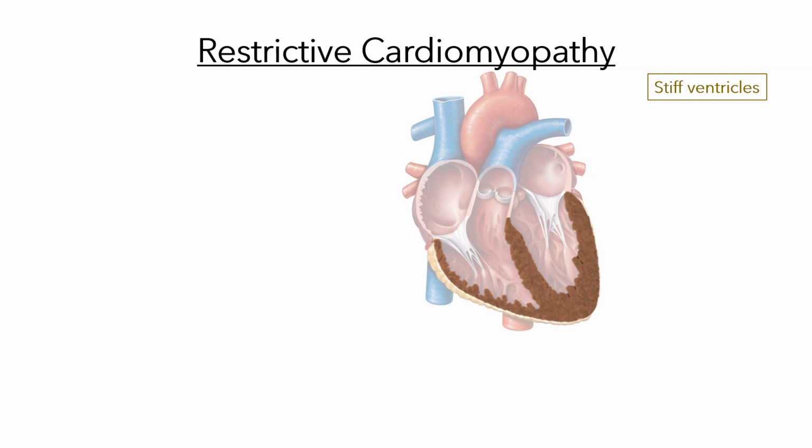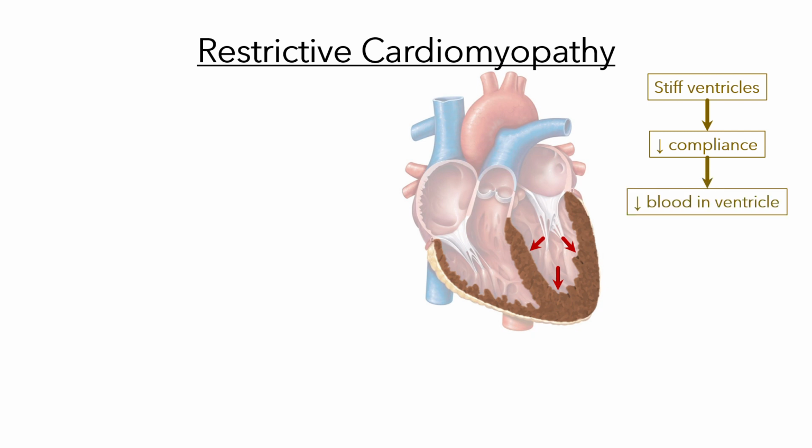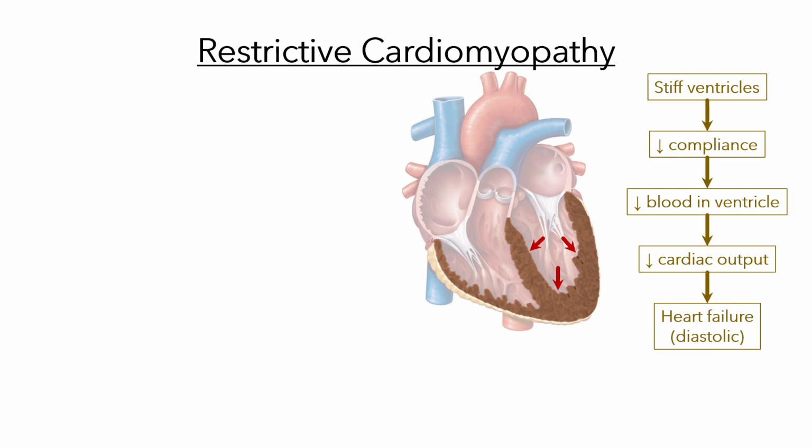Normally, when blood fills the ventricles, they are compliant, meaning they stretch and allow more blood to fill in. However, in restrictive cardiomyopathy, the ventricles become stiff and cannot expand properly. This means less blood fills into the ventricles. As a result, the heart cannot pump out enough blood to the body, leading to diastolic heart failure since the filling problem occurs during the ventricular relaxation phase.